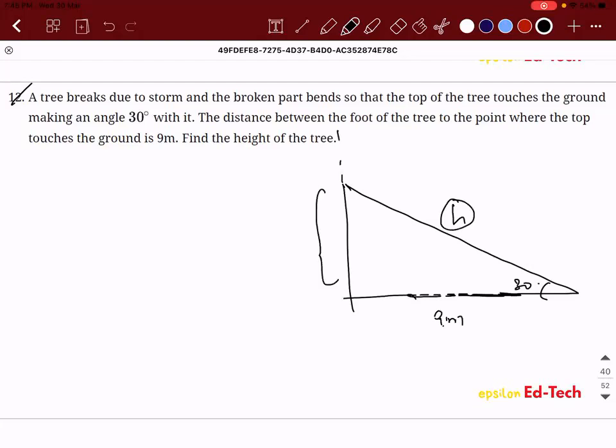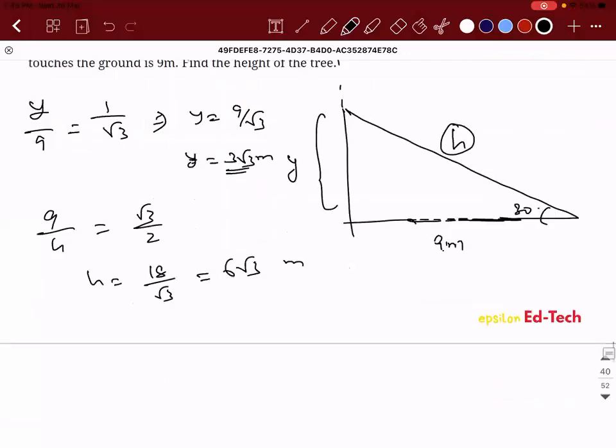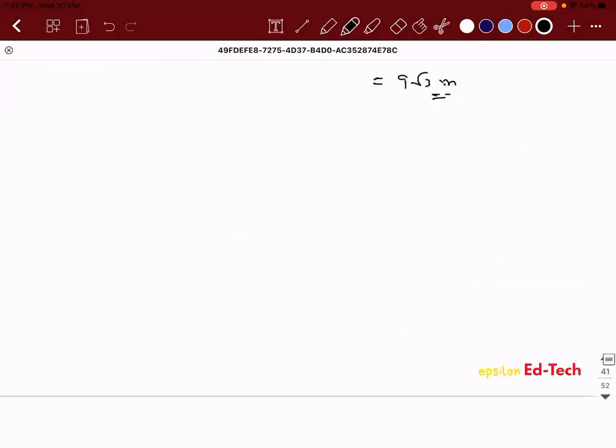So this one plus this one is the height of the tree. So y by 9 is how much, guys? y by 9 is tan 30, that is 1 by √3, which implies y is equal to 9 by √3, or y is equal to 3√3. Rationalize it, you will get 3√3. 9 by h is equal to cos 30. Cos 30 is √3 by 2. h is equal to 18 by √3 or 6√3 meter. So what is the height of the tree? 3√3 plus 6√3, which will give you 9√3 meter. Okay. Yes, sir.